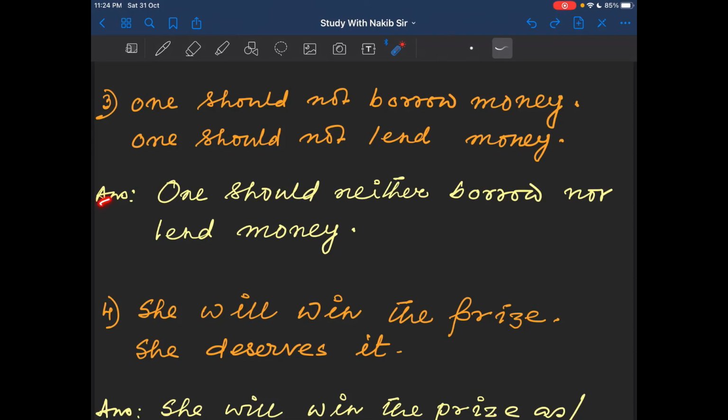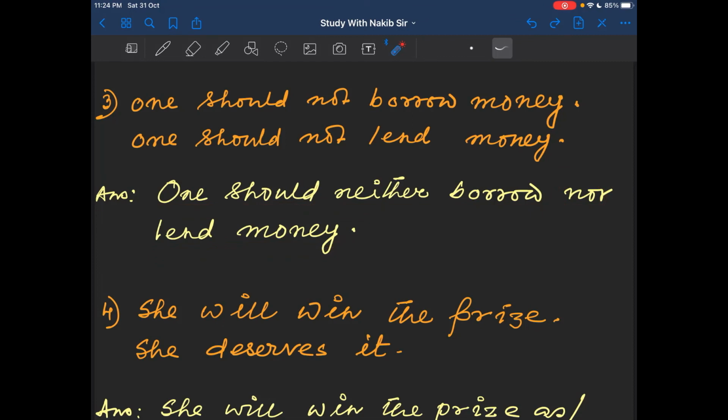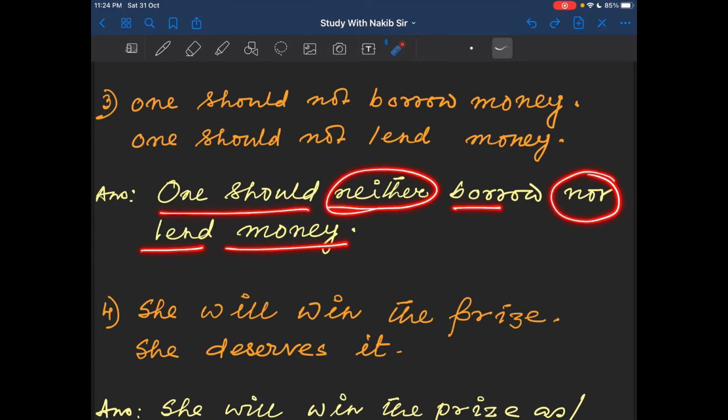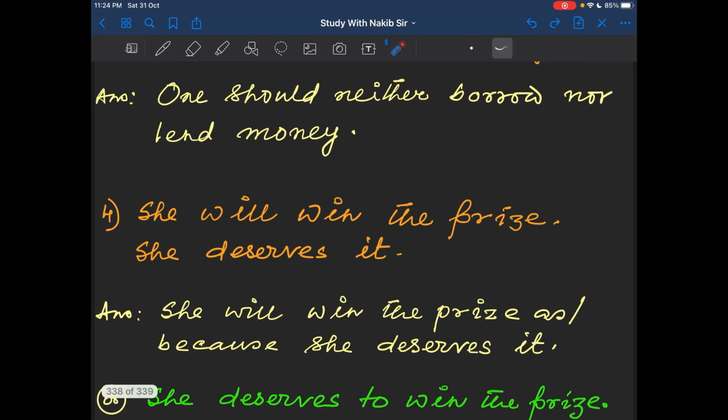And see the combination. One should neither borrow nor lend money. Very easy, easiest one. One should neither borrow nor lend money. This is your answer, only one way. Okay, neither nor.